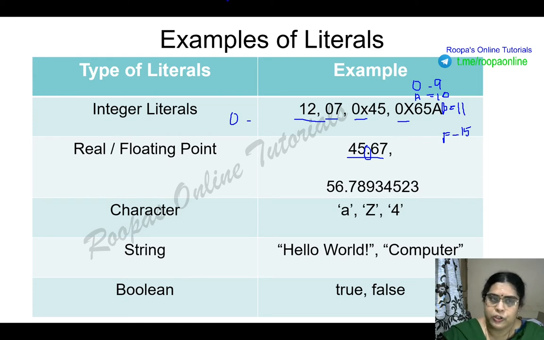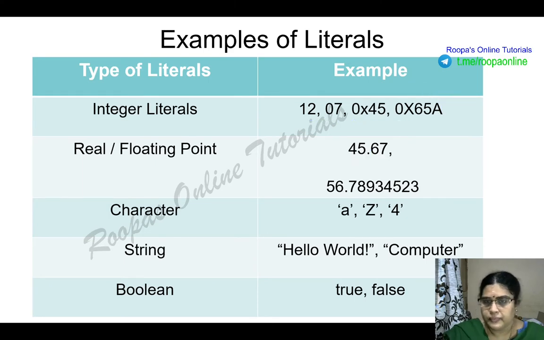Now next we will talk about the real or floating point literals. These literals are defined as those having a decimal or fractional part, or it can be an exponential part. If you are taking the data types, they can be classified as the float data type and the double data type.